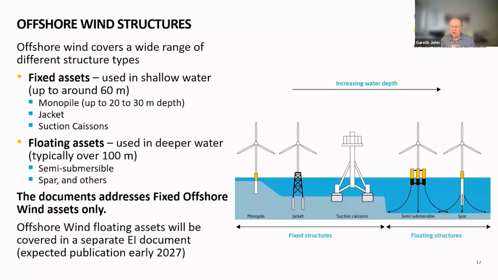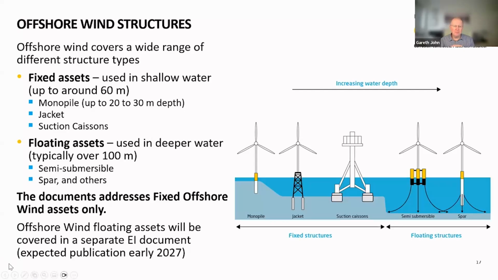Now, as most of the people here are, I'm sure, aware, offshore wind covers a wide range of different structure types and different sizes. For fixed assets, which are the three on the left of the graphic, which are normally used in shallowish waters, i.e. up to around 60 meters or so, you have monopiles, which are normally used in the more shallow waters, jackets and suction caissons. But increasingly now there's a move to consider floating assets, which are used in deeper water, i.e. typically more than 100 meters, which include both semi-submersibles, spars, and other designs.